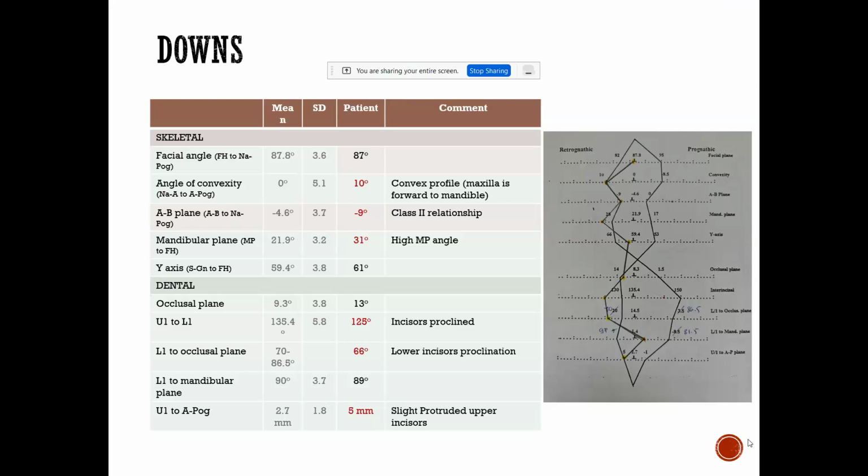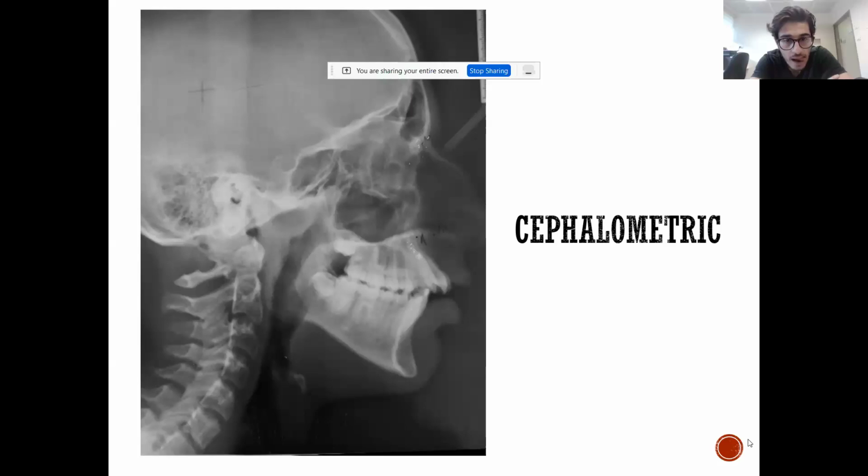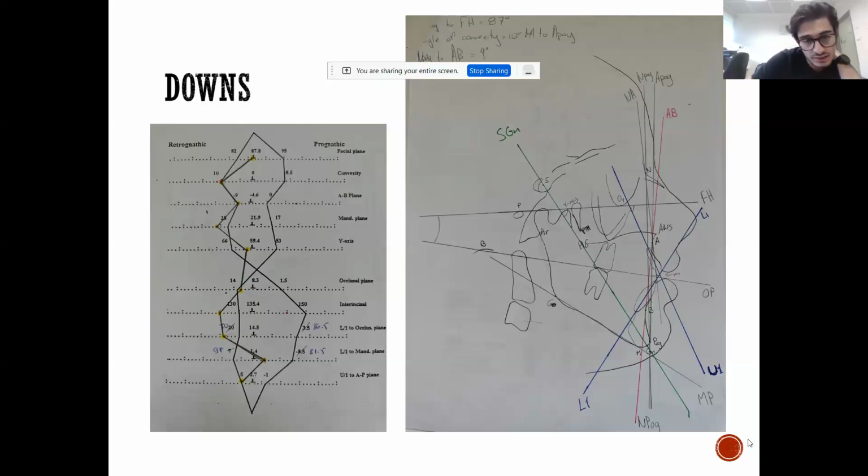Show me the millimeters. Ceph again. Show the Ceph. Here is the Ceph. And as you can see also to the Pogonion, it is obviously a retrognathic patient.